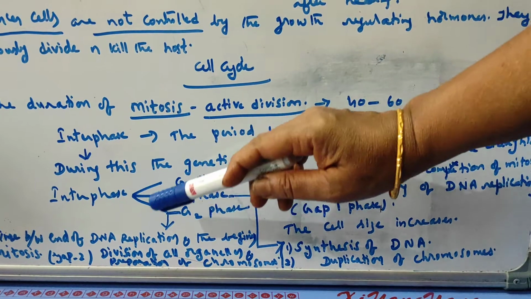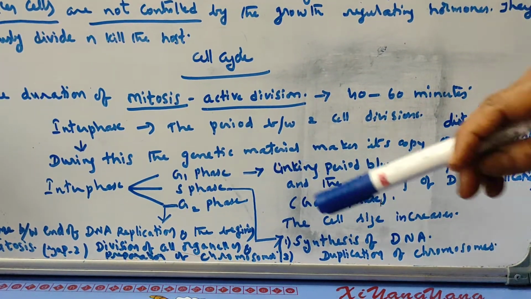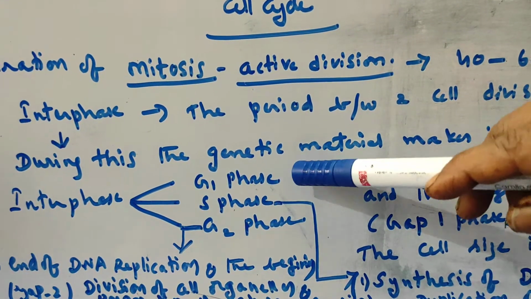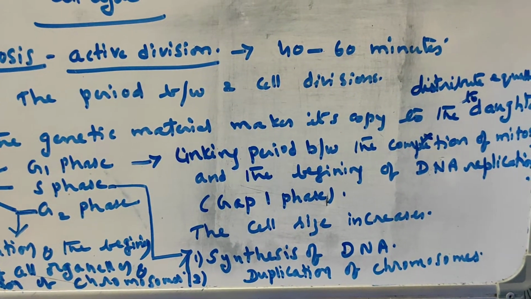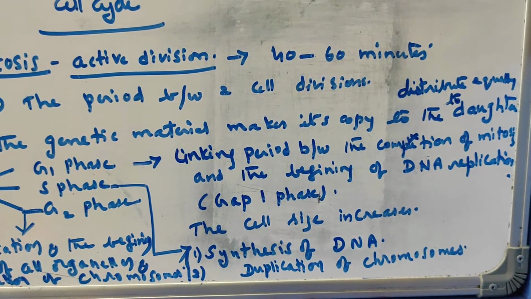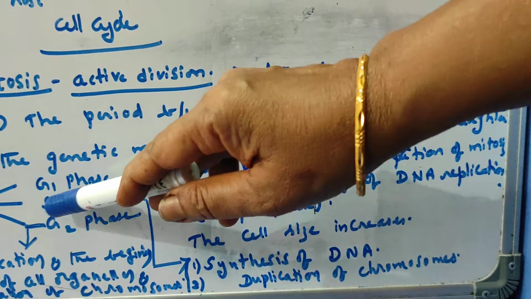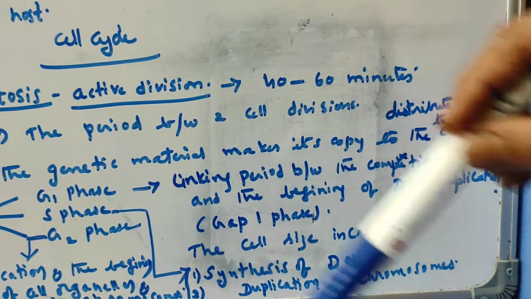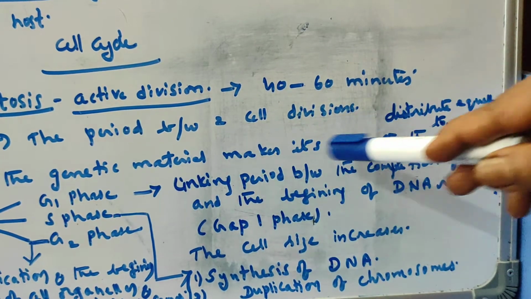Then after that, this interphase actually has three subdivisions. First one is G1 phase, S phase, and G2 phase. What is G1 phase? G1 phase is nothing but a linking period between the completion of one mitosis and the next. Yeah, two stages are there, no? From one mitosis to the other mitosis, there will be some linking. That linking is the G1 phase. That is the resting stage. During this, the genetic material transfer and everything will be done. Okay, so this is the resting stage between two mitotic divisions.